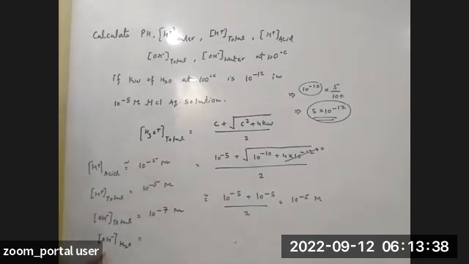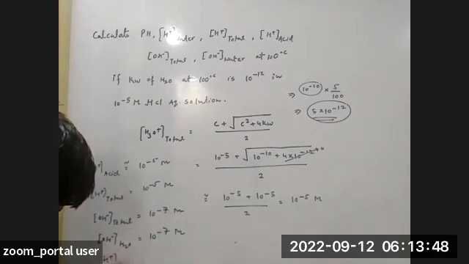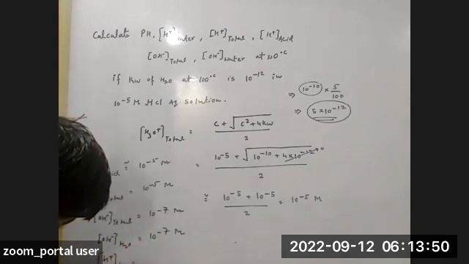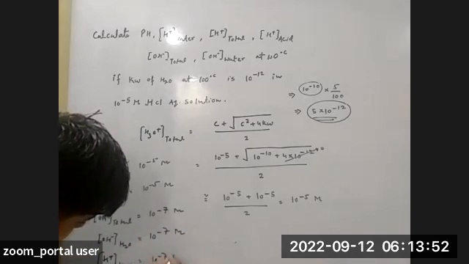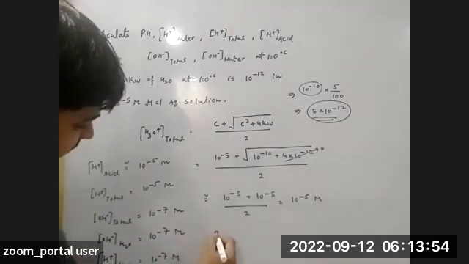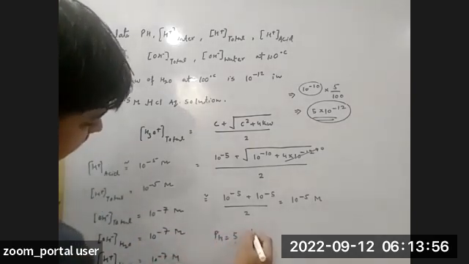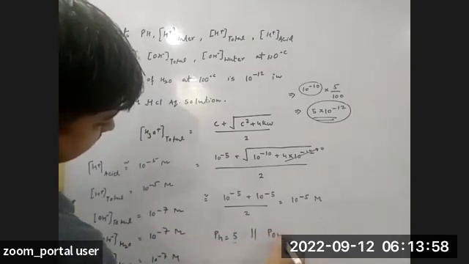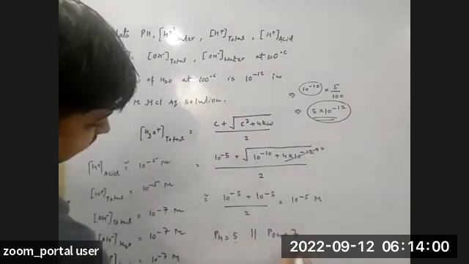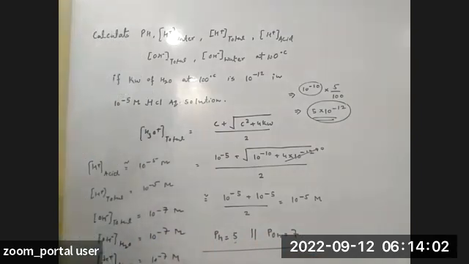So OH minus ion from water will be 10 to the power minus 7, because the source of OH minus ion is water only. Now H plus ion from water is equal to that. And pH will be definitely 5, pOH will be 7. Is this clear to everyone? Is there any doubt?